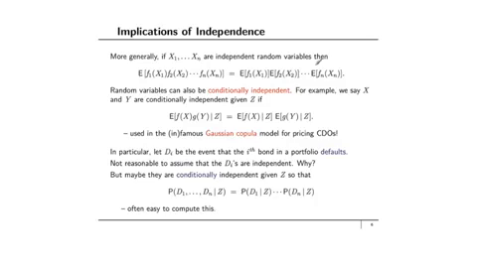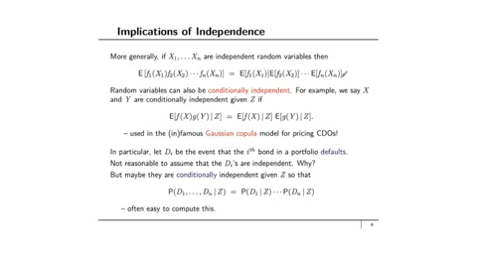More generally, if x1 up to xn are independent random variables, then we can write the expected value of f1 of x1, f2 of x2, and so on up to fn of xn. That factorizes into a product of n separate expectations: the expected value of f1 of x1 times the expected value of f2 of x2, and so on.